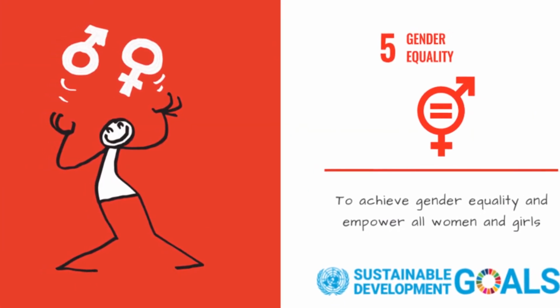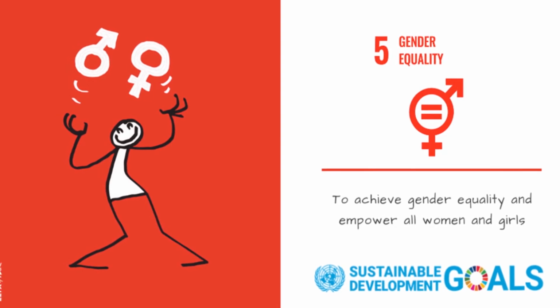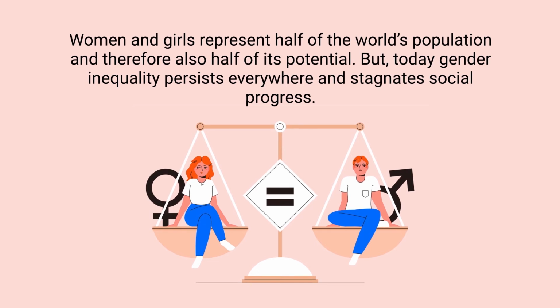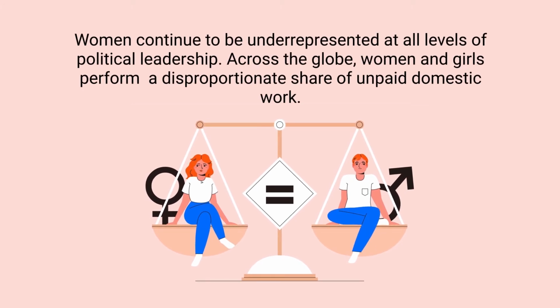Goal number 5, that is gender equality. To achieve gender equality and empower all women and girls. Women and girls represent half of the world population. That means also half of its potential. But today, gender inequality persists everywhere and stagnates social progress. Women continue to be underrepresented at all levels of political leadership, which you have seen even in our Lok Sabha, Rajya Sabha, and you will see across the different states also in our own country. Even you can see across the globe, women and girls perform a disproportionate share of unpaid domestic work.